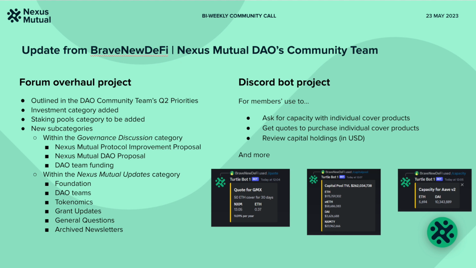Within the Nexus Mutual Updates category, I have tags for the Foundation, the DAO teams, and the tokenomics project, which Ray has been really great at providing updates and classifying things in. There are also great updates from people who have received a grant and are providing updates about their progress, general questions, and some of the archived newsletters from when the newsletter used to be distributed on the forum.